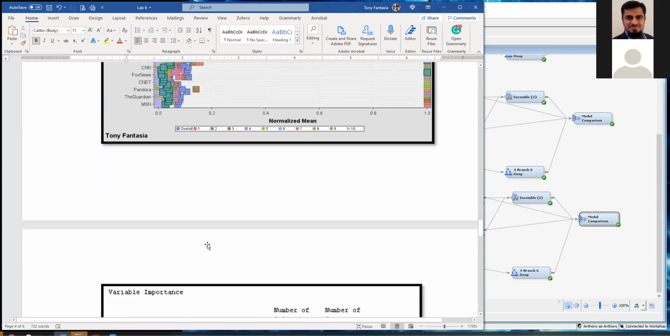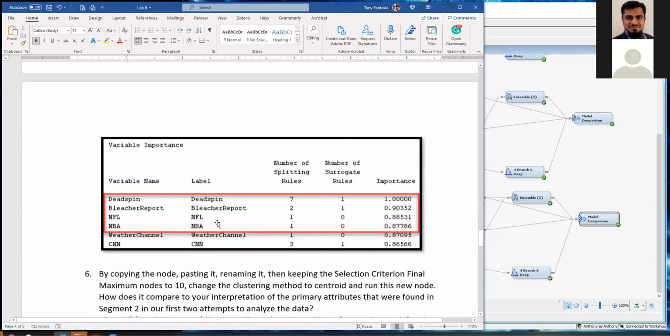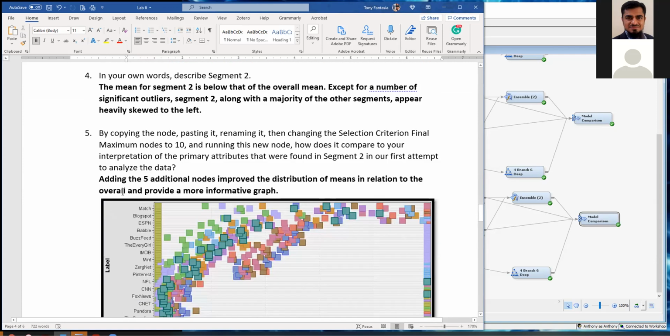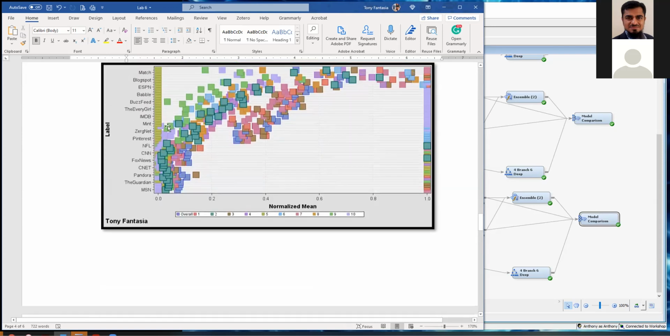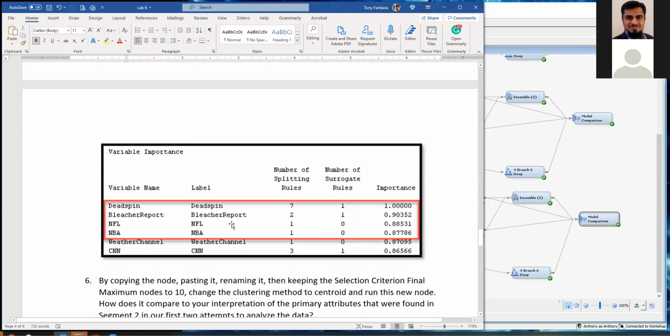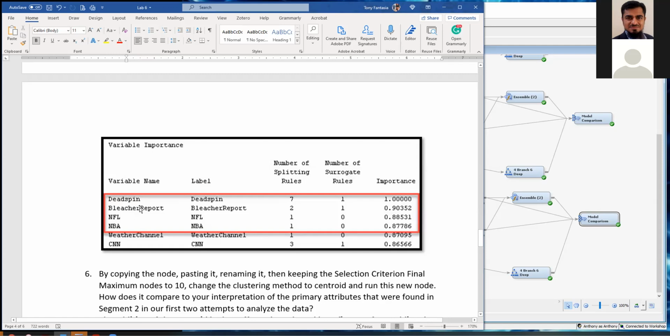Okay, that makes sense. And then this was my screenshot for the variable importance for that 10 node. I don't think it asked for it, but I went ahead and put it there just for enrichment of the answer to show the differentiation, that not only did it change the distribution of means across the scale, but it also gave us 4 new top 4 sites based on those additional 5 clusters.